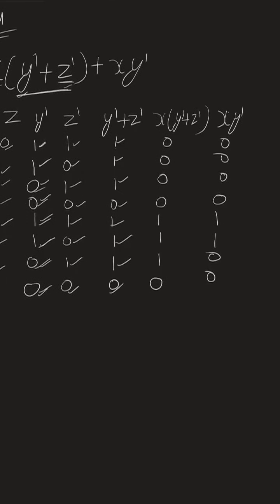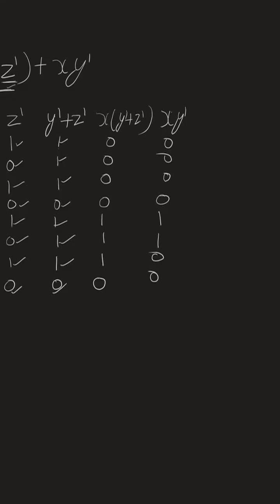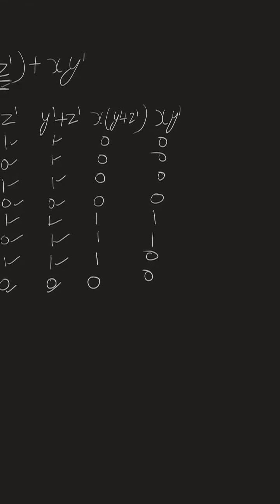Okay, now write down the answer. x bracket y complement plus z complement, and now you can plus it with x y complement. So you can write down here x, y complement plus z complement, and then write down plus x y complement. So now you can plus it.